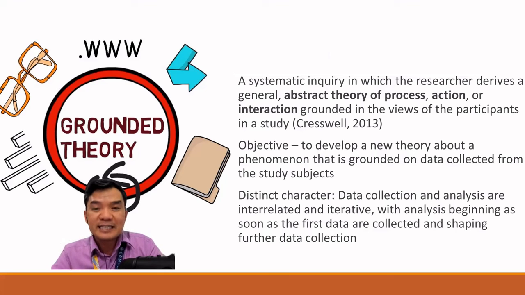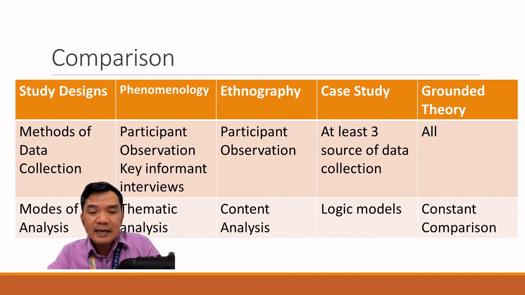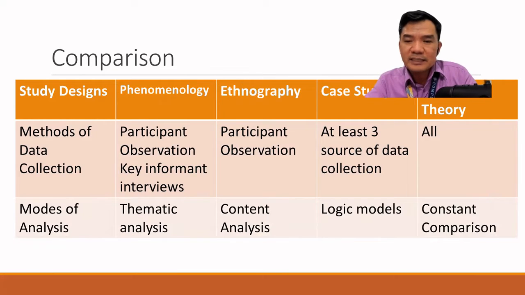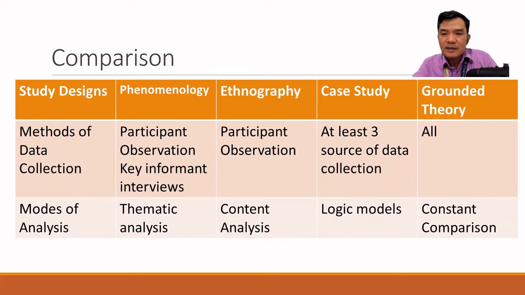There are 4 categories in grounded theory, and I will discuss that later maybe. And to provide you a good comparison among the qualitative research that we were discussing today, we have here a comparison in terms of methods of data collection and modes of analysis, because these are important aspects of qualitative research: how to collect data and how we will analyze this data to be able to derive results. So first, we have the method of data collection.